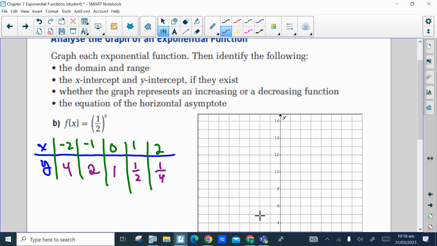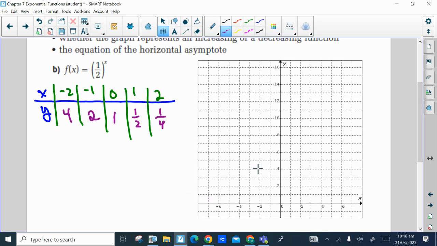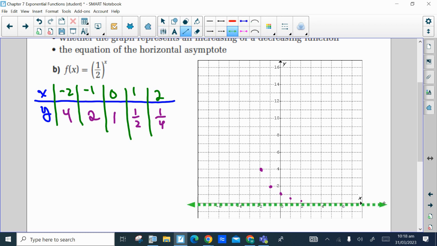So we've got the points -2, 4; -1, 2; 0, 1; 1, 1/2; and 2, 1/4. Once again, the x-axis is an asymptote. No matter how big x gets, y will continue to get smaller and smaller, but it'll always be positive.